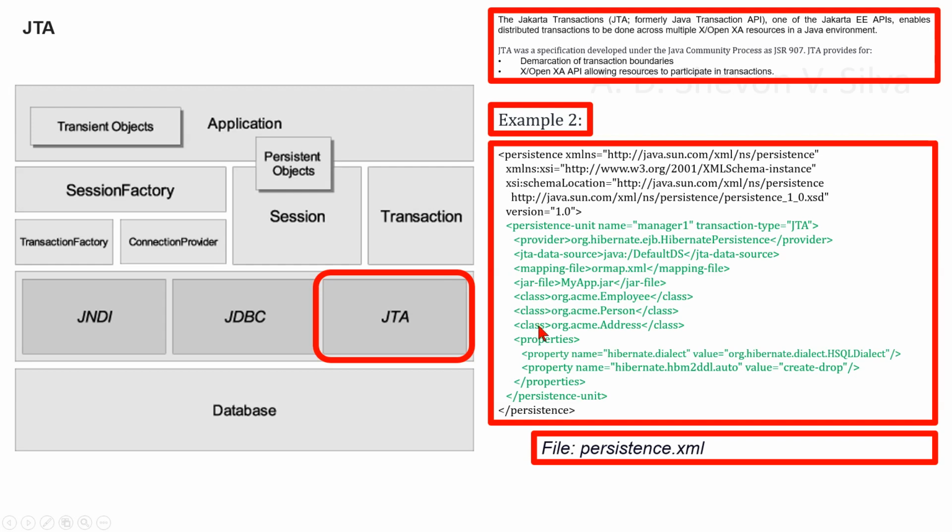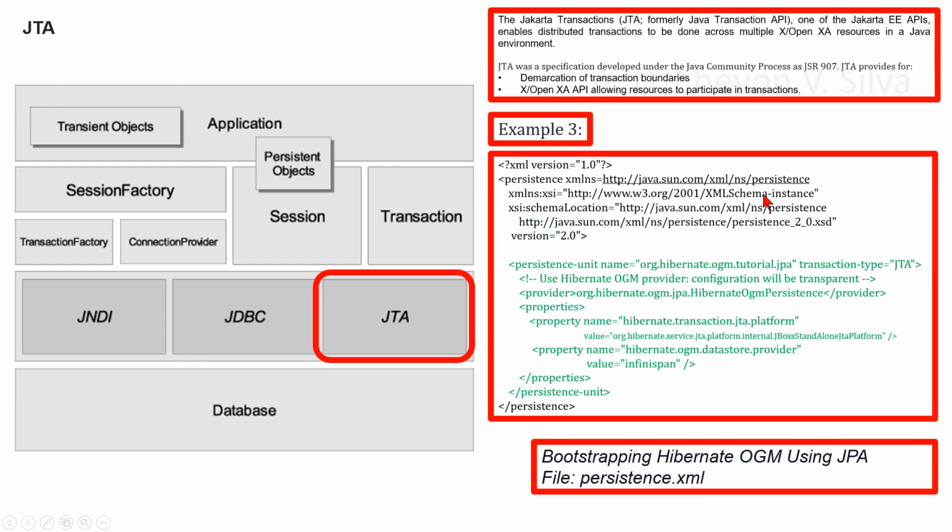And properties. The properties element is used to specify vendor specific properties. This is where you will define your Hibernate specific configurations. This is also where you will have to specify JDBC connection information as well. Example 3, you can see here bootstrapping Hibernate OGM using JPA.